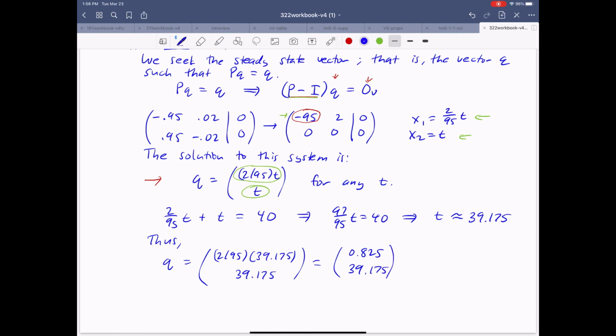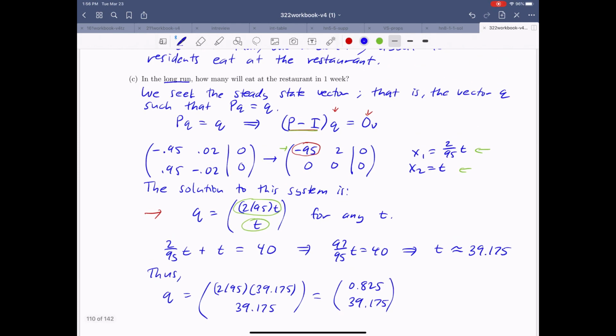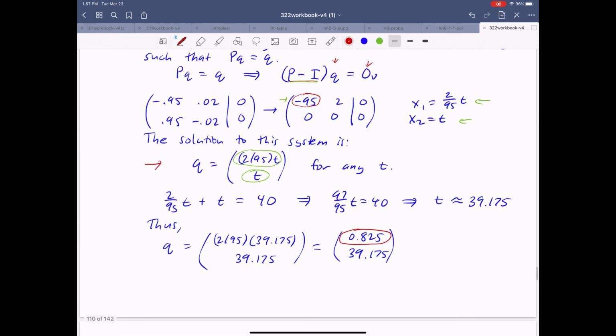Now which part of this calculation are we interested in? Well, we scroll back up and peek. They want to know how many people will eat at this restaurant in 1 week. The first part of our vector is the part that's talking about the people who do eat at this restaurant. And so it would be 0.825 thousand, or if we convert just to hundreds, we're going to get 825 people.